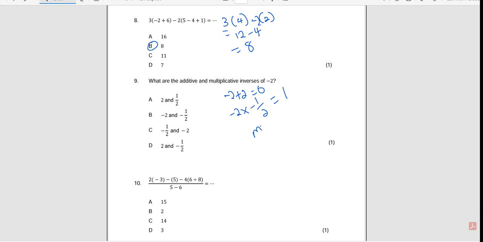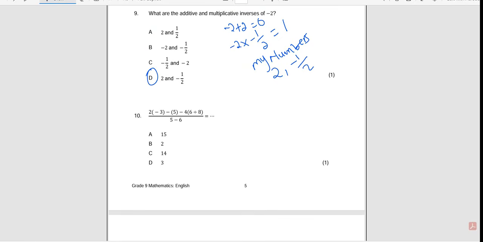So in this case, what is it that I've added? I've added 2. And what here? I've multiplied with minus 1 over 2. Do we have this combination? Yes. The answer is D. So let's proceed to number 10.